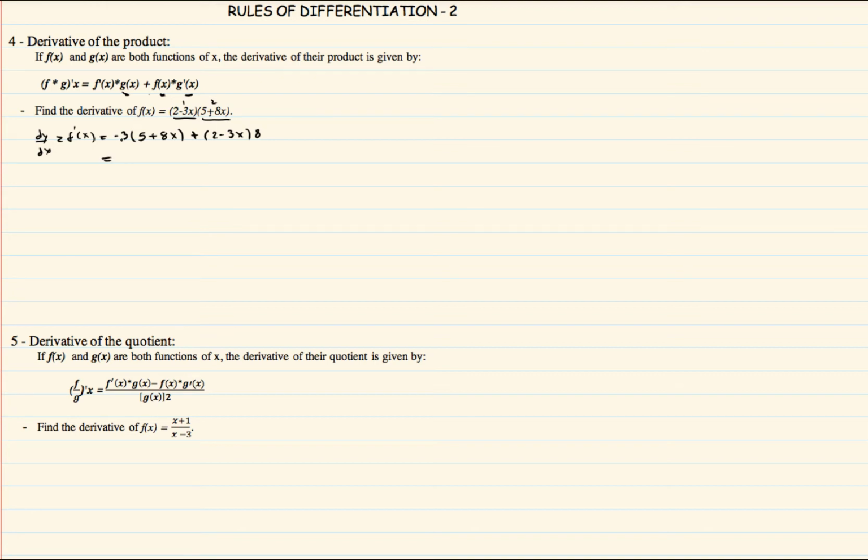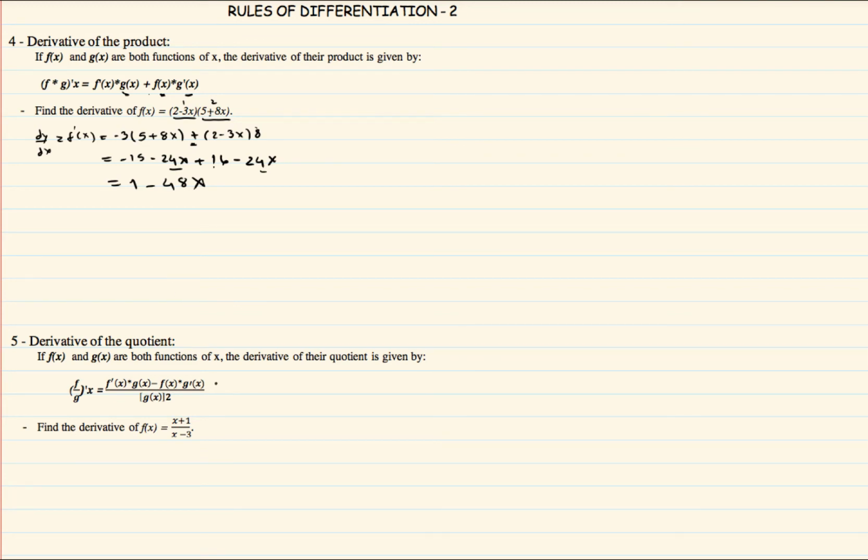So we can just put in this side, multiplying by 5, we have minus 15 minus 24x, plus this 8 multiplies here, we have 16 minus 24x. So we have 16 minus 15, this gives us 1, and we have minus 24x minus 24x, this gives us minus 48x. And it's done. We have found the derivative of these functions. This plus is of the formula.